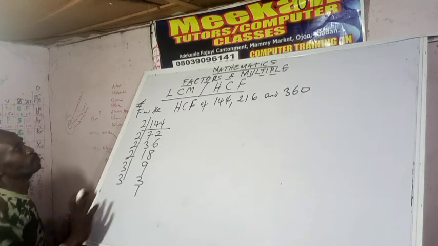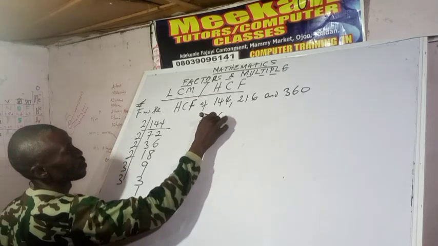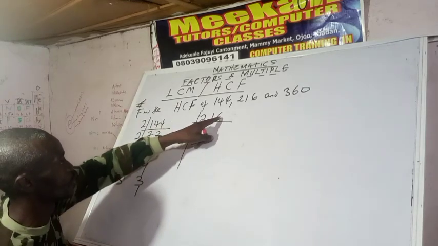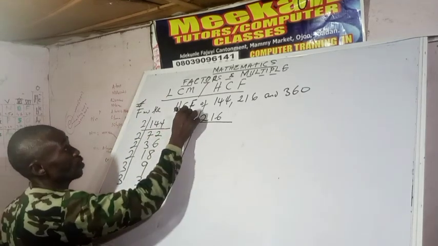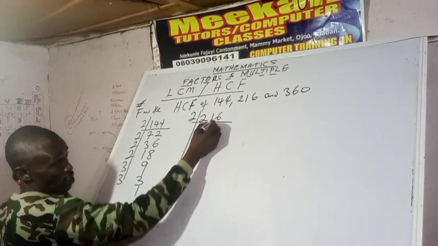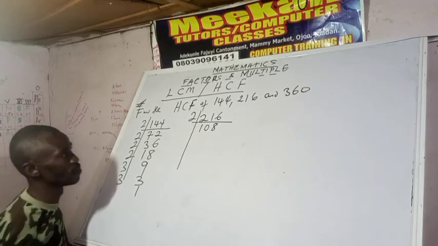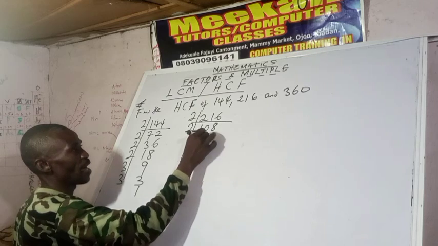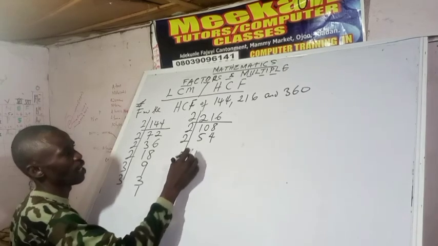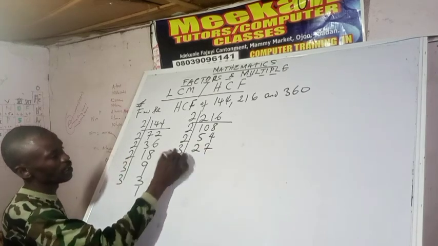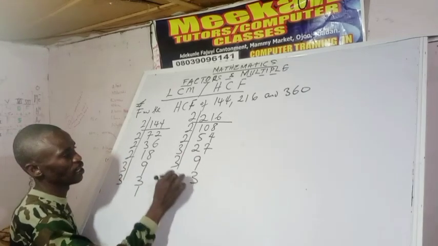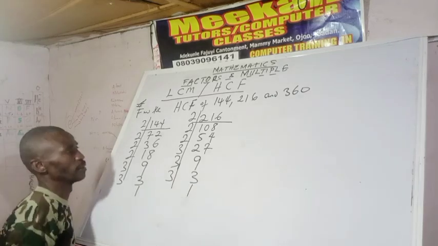I keep it. I go to the second one, 216. Rule of divisibility for 2: if the last digit is even or 0. This one is even. Definitely 2 can go here. 2 in 216, you have 108. And 2 in 108, you have 54. 2 here, what do you have? 27. Let's go again. 3 in 27, we have 9. 3, what do you have? 3. And 3 here, you have 1. Next one, I move again.